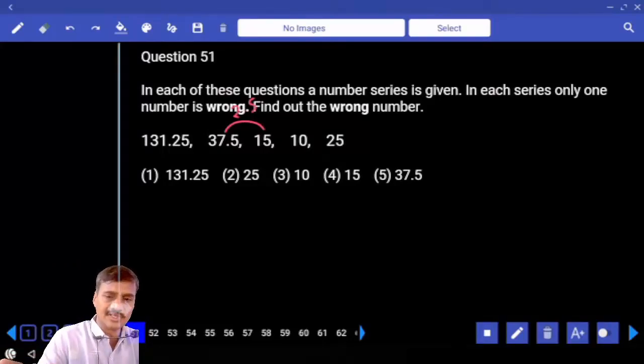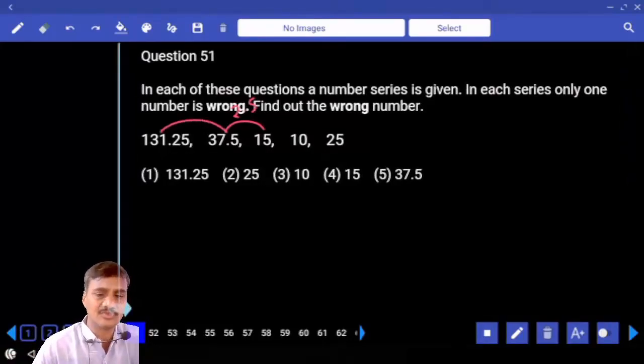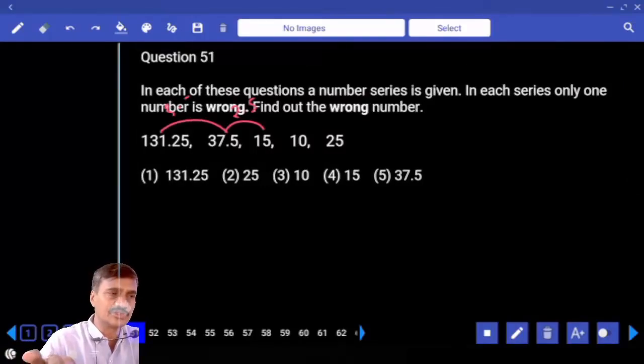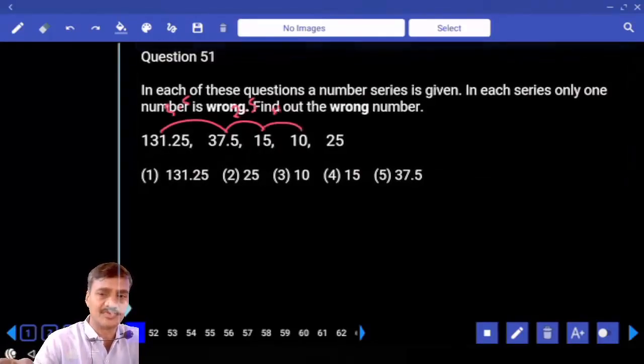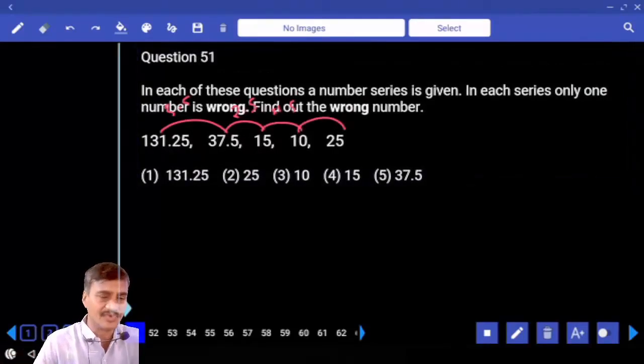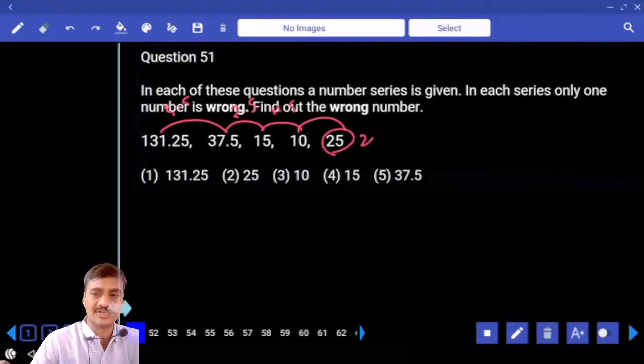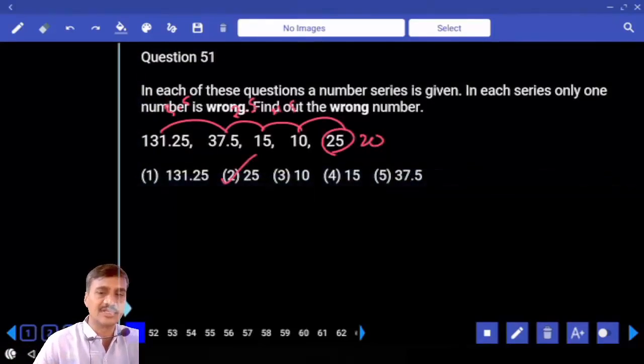And next one 37.5 and 131 into 3.5. Does it fit or not? And next, 2.5 and 3.5, what is this? 1.5. What should this be? 0.5. That means here the number must be 20. And 25 is the wrong number, 20 is the correct number.